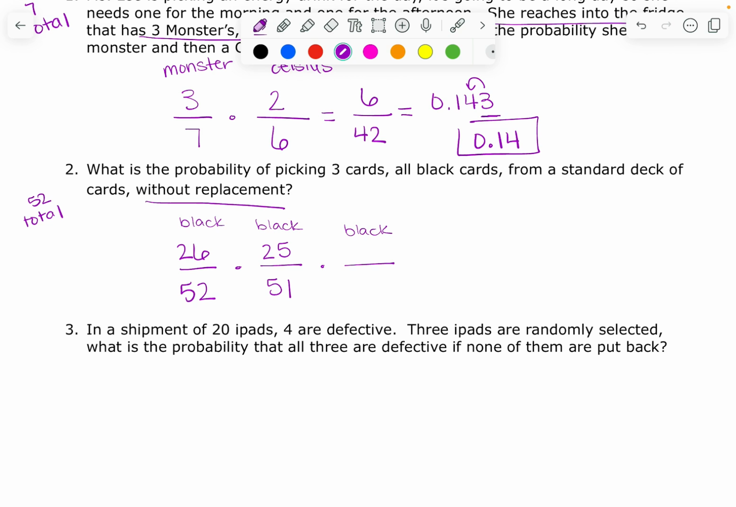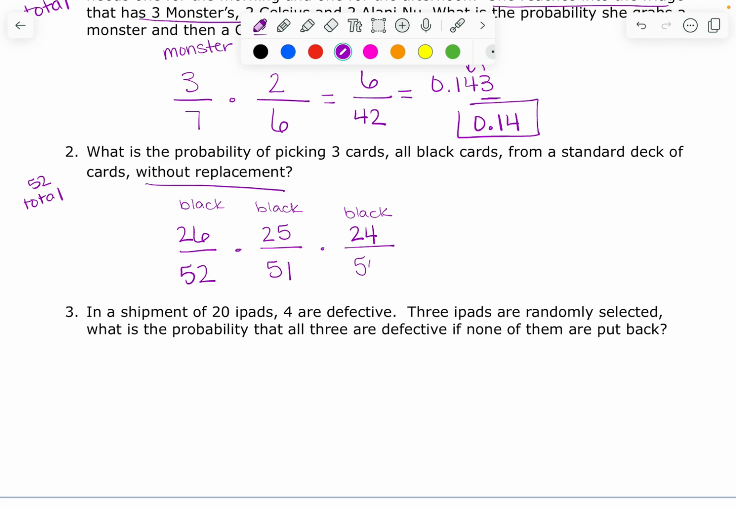I picked up another black card that second round, and I put it in my back pocket. So now I have 2 black cards in my back pocket. The probability of getting a third one, well, it's one less than the 25. And my total, there are only 50 to choose from. So I'm going to go ahead and multiply the top. 26 times 25 times 24. I get 15,600. And then 52 times 51 times 50.